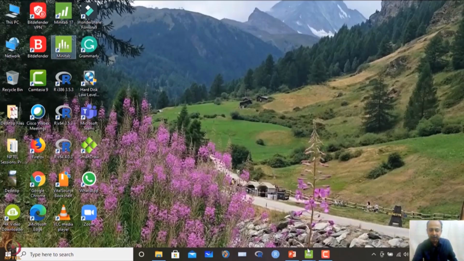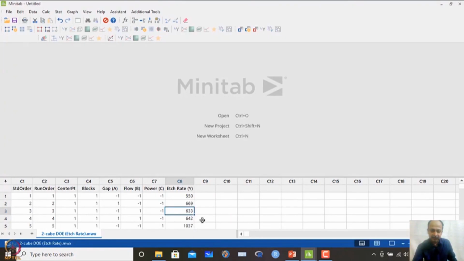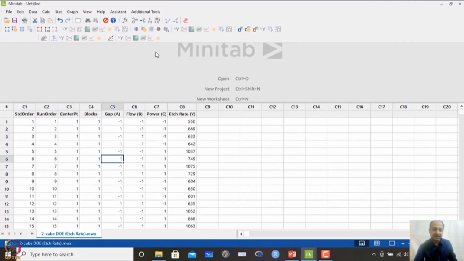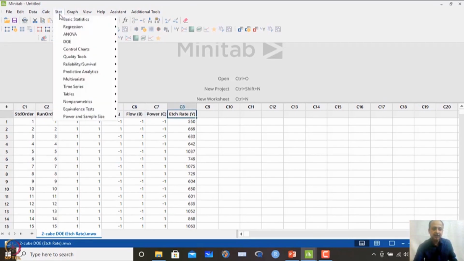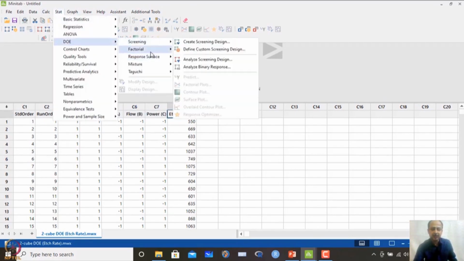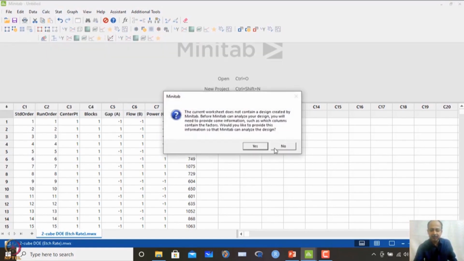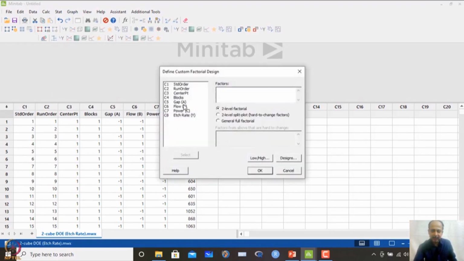I am closing this one, and I have already saved the data in a MINITAB file. This is the MINITAB file where I have saved the data, with factor A flow, factor B, and power factor C, and this is the etch rate. In this case, we can go directly to Design of Experiments, Factorial Design, and analyze the factorial design. It shows that you have to mention the factors. So A, B, and C are the factors. I will select these factors, 2 level factors, over here.